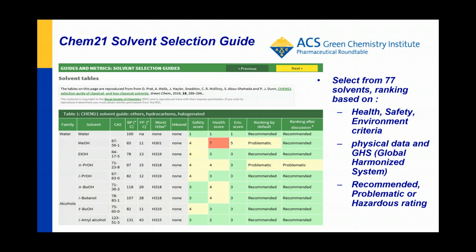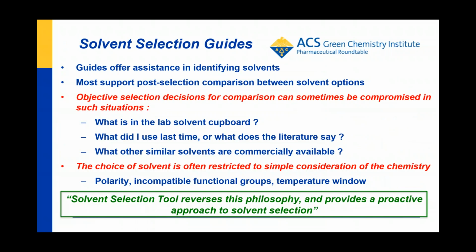So we looked at solvent selection guides, but as a chemist in the lab, what do we actually do when we have to choose a solvent? Guides are pretty good. They offer you assistance in identifying solvents. However, again, it's like the PMI tool. It offers a post-selection comparison between solvent options.